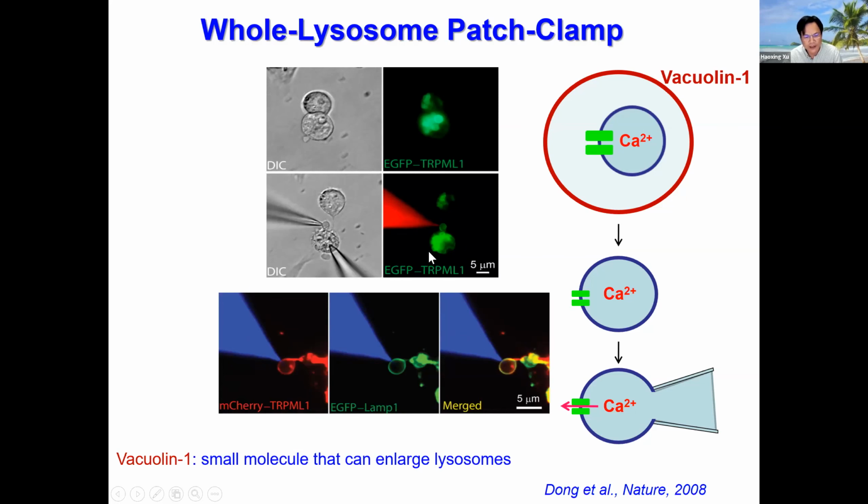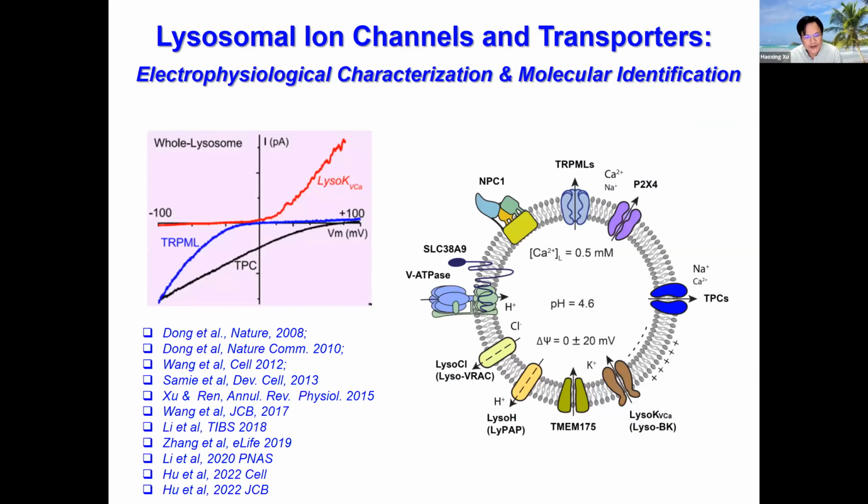Using the lysosome patch clamp technique, we have found a bunch of conductances in the lysosome and molecularly identified a couple of them. For example, TRPML channels, calcium channels in the lysosome; TPC proteins, sodium-selective channels in the lysosome; BK channels, potassium channels in the lysosome; and LRRC8 channels, chloride channels in the lysosome. I will be talking about proton channels in the lysosome today.